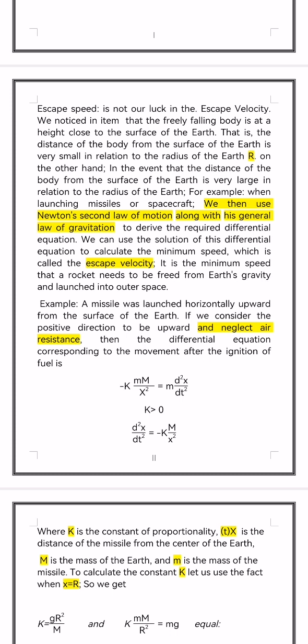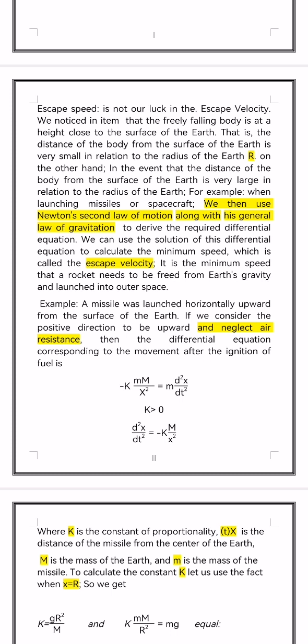We noted earlier that a freely falling body is at a height close to the surface of the Earth. That is, the distance of the body from the surface of the Earth is very small in relation to the radius of the Earth r. On the other hand, in some cases the distance of the body from the surface of the Earth is very large in relation to the radius of the Earth. For example, when we launch missiles or spacecraft.